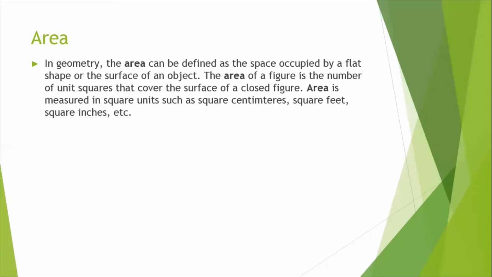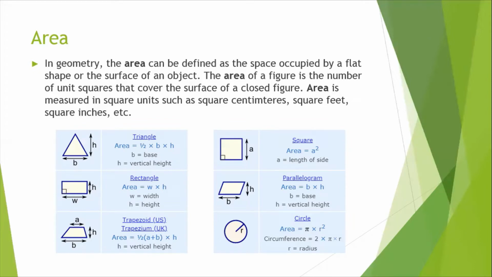Before we proceed with our lesson about finding the surface area of the cube and rectangular prism, let us first have a review about the formulas that we use in finding the area of the different flat shapes or flat figures. For the triangle, we have the formula: area is equal to 1/2 times base times its height. For the rectangle, area is equal to its width multiplied by its height. For a trapezoid, area is equal to 1/2 times (a plus b) times its height. For the square, area is equal to side squared.